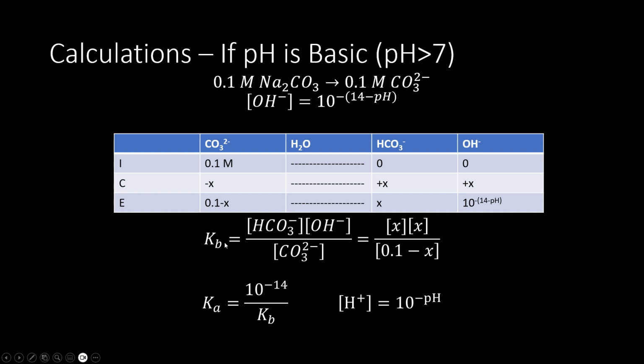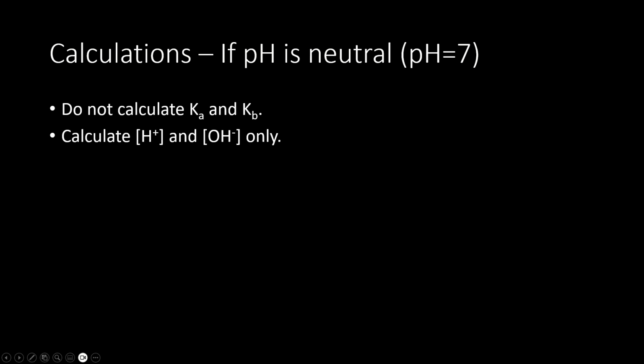And then that would get you your Kb value, which you could then use to solve for the Ka of the conjugate acid. Kb for carbonate, Ka for hydrogen carbonate, by just taking 10 raised to negative 14, divided by Kb. And then to solve for the hydrogen ion concentration at equilibrium, just take 10 raised to the negative pH. So if you have a neutral salt, though, technically you should see your pH at about 7, which if that's the case, you do not need to calculate Ka and Kb. Just calculate the hydrogen and hydroxide ion concentrations only.